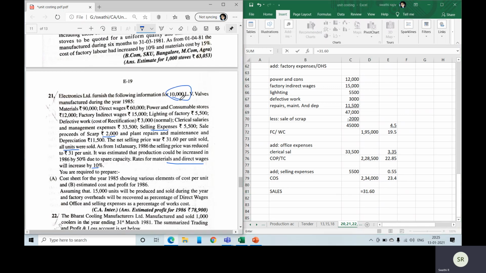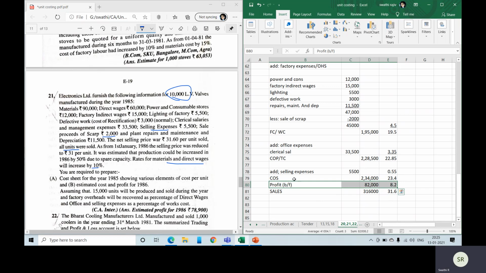So it is 31.60. All units were sold. Number of units produced are 10,000. So 31.60 into 10,000 is 3,16,000, and this is sold for 31.6. Now our profit, more or less our balancing figure, is going to be our sales amount minus cost of production, that is 82,000. And since we have been finding unit cost for everything, 8.2. So this is what we found out here.